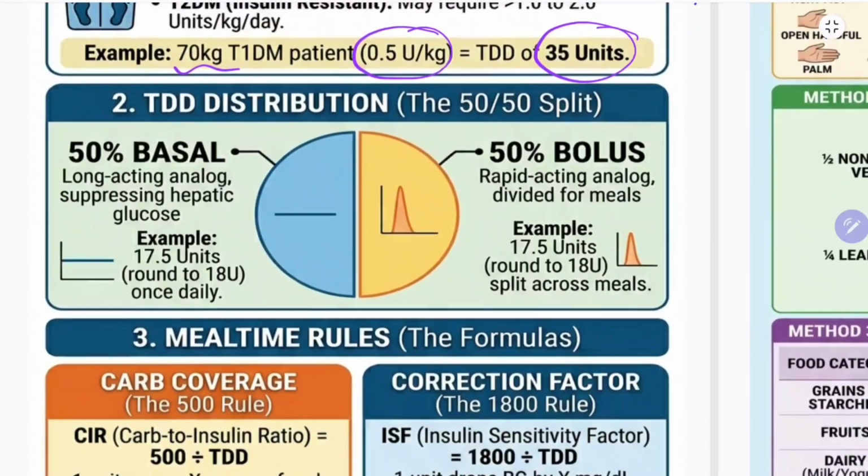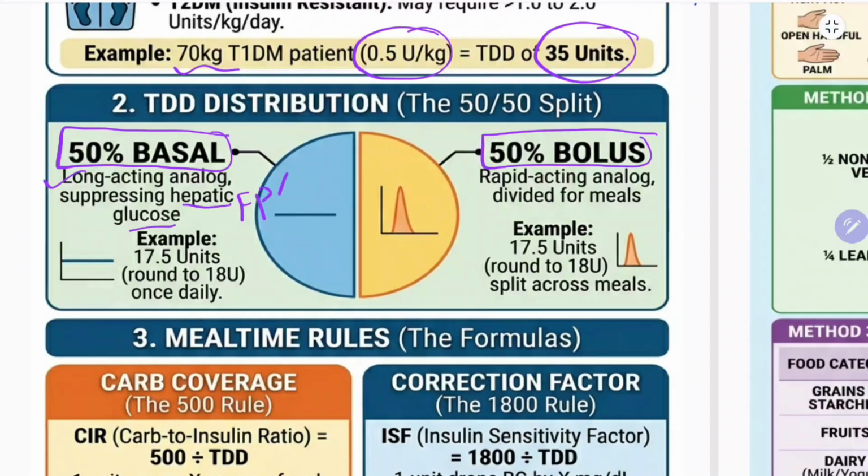Then what you will do, you will split this dose 50%. So 50% you will give as basal, and 50% of it you will give as bolus dose before the meals. Basal as long-acting analog, which suppresses the hepatic glucose, meaning the fasting plasma glucose, and 50% bolus, meaning the 2 hour ppbs or just next meal fasting blood sugar level. Okay, so that is rapid acting.